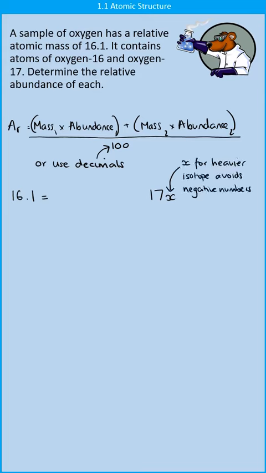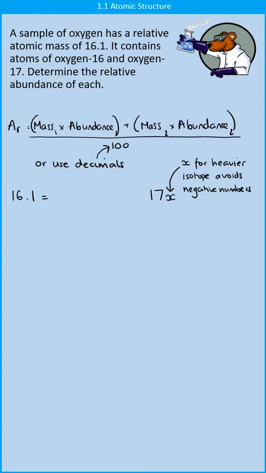So we could make x be the abundance of the isotope with the mass of 16, and that would be fine. We would still get the right answer, but it would just mean that at the end I would get an answer where we'd have minus x is minus this number, and we need to convert, and it's just an extra step that you don't need, and you don't get that if you make x the abundance of the heavier isotope.